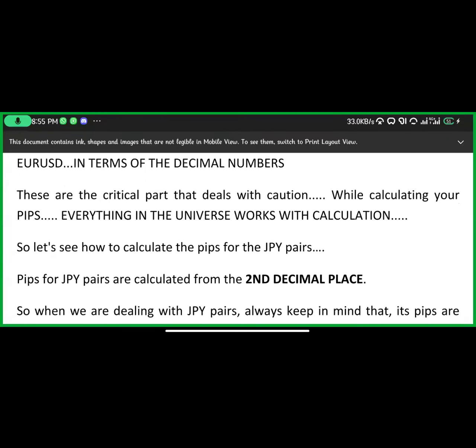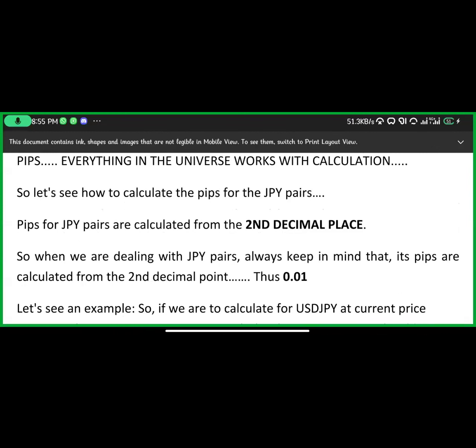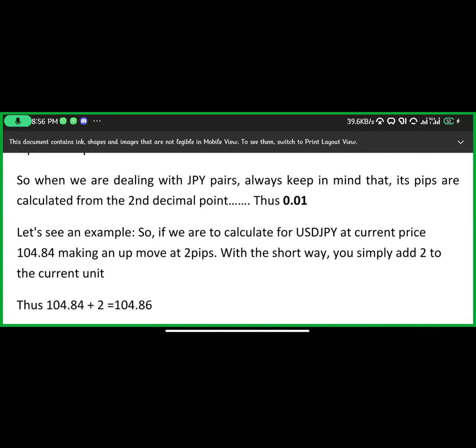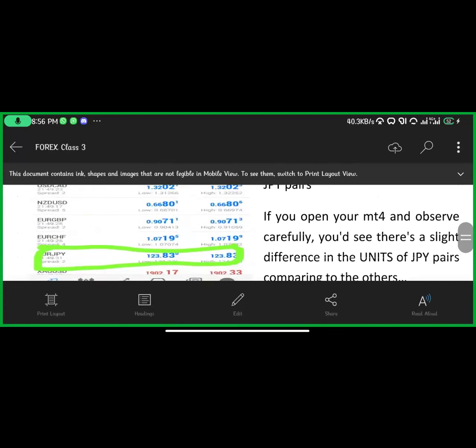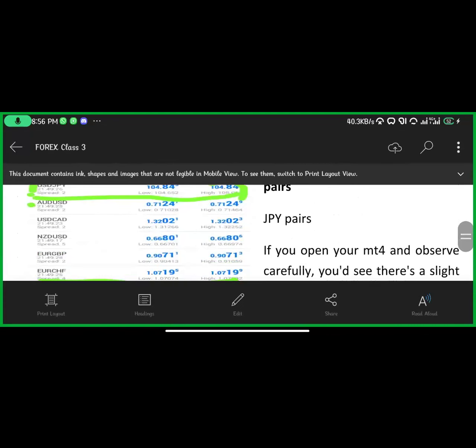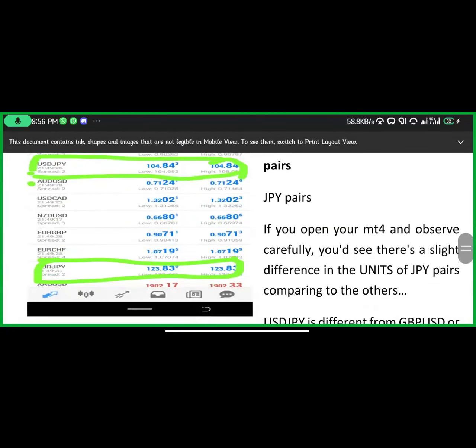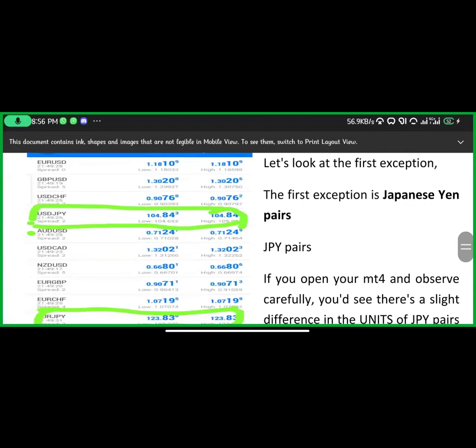Now, pips for JPY are calculated from the second decimal place. So whenever you are dealing with JPY pairs, always keep it in mind that its pips are calculated from the second decimal point. Thus, that means we'll be having what? 0.01. Now, let's see an example. If you have to calculate for USDJPY at the current price, which is what? The current price here. Okay, this is EURJPY. You can see the current price now. The current price here is showing what?